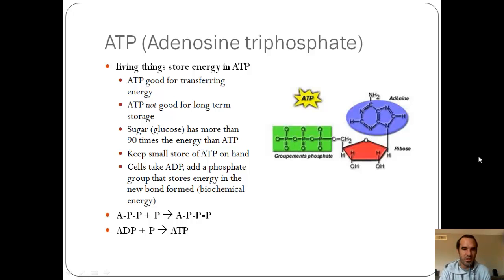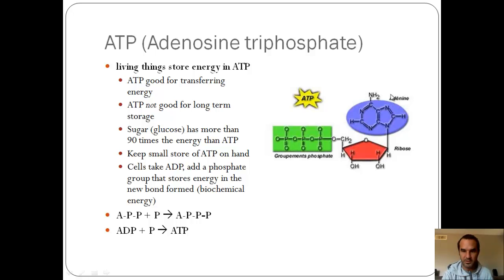So it basically transitions between ADP, which is adenosine diphosphate, so that's 2 phosphates, to adenosine triphosphate, and it just flips back and forth. ADP is kind of like the uncharged battery, and then ATP is the fully charged battery.